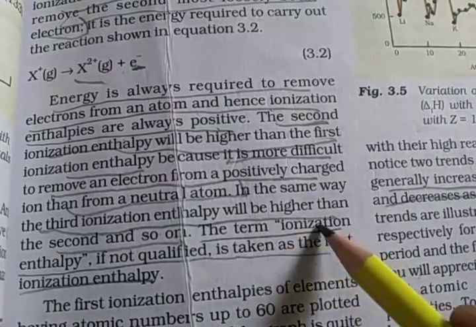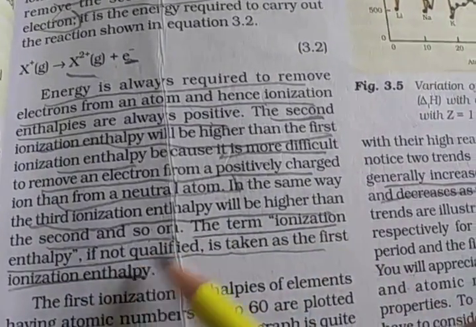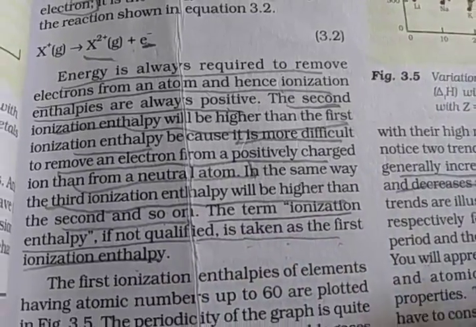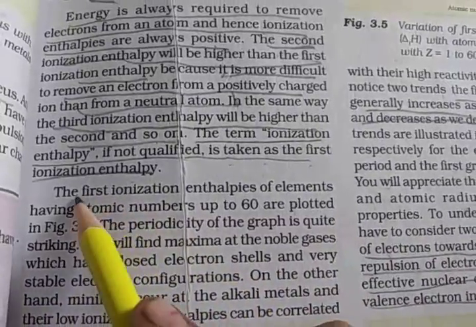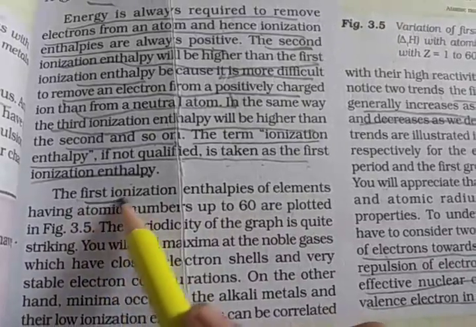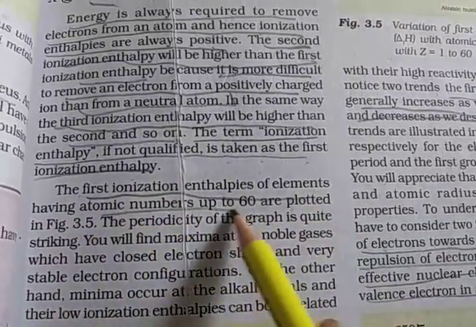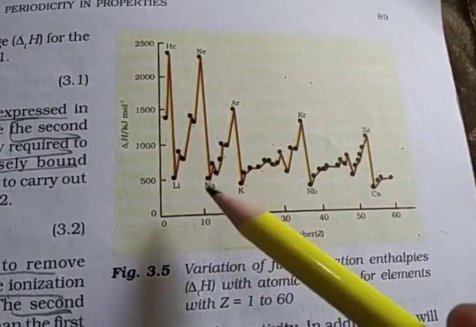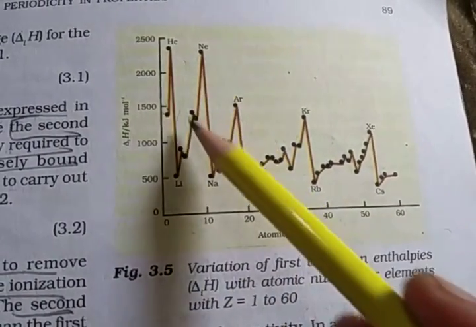The term ionization enthalpy, if not qualified, is taken as the first ionization enthalpy. Here you see the first ionization enthalpy of the elements with atomic number 0 up to 60. The graph obtained shows this increase and decrease.